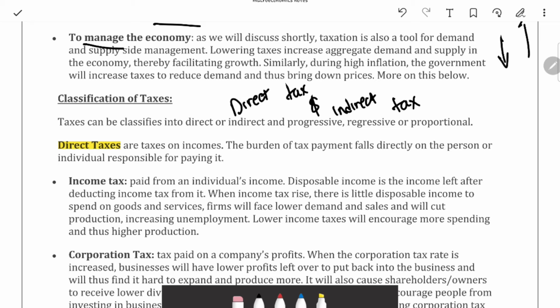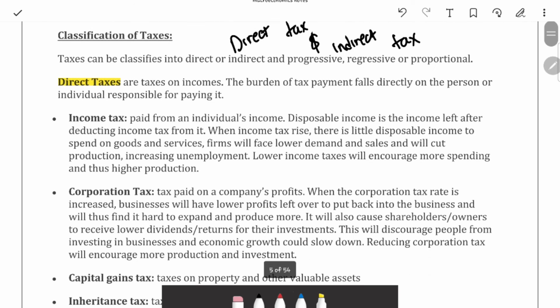Now, we have two types of direct taxes. We have the normal one, the income tax, and we have the corporation tax. The income tax is for the person, an individual person.